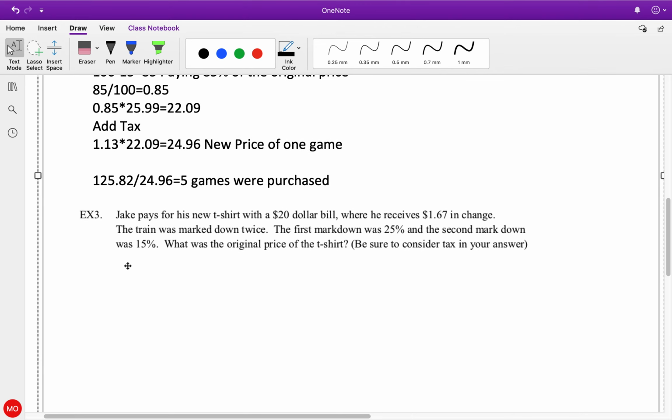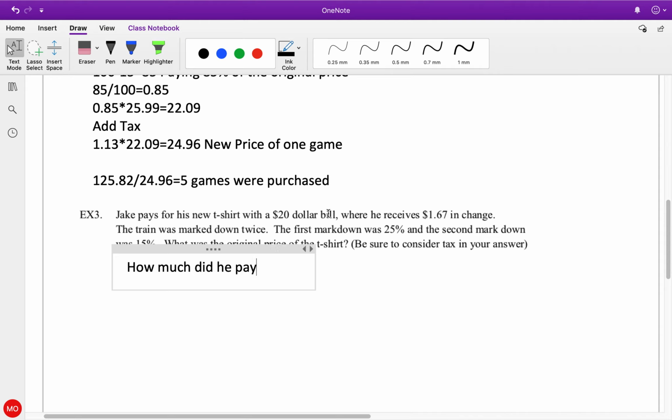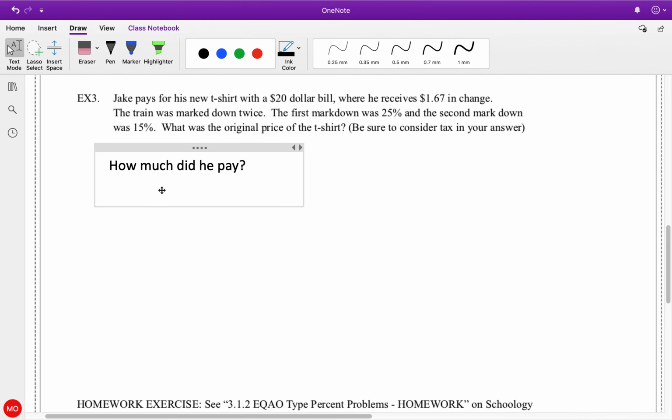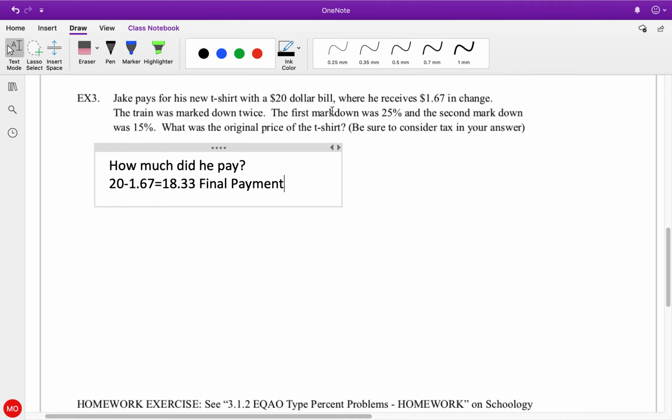Now here's the fun one. All right. So this one here, Jake pays for his new t-shirt with a $20 bill and receives this much change. Okay. So how much did he pay total? Well, if he paid with a 20, he got $1.67. So he paid this much.